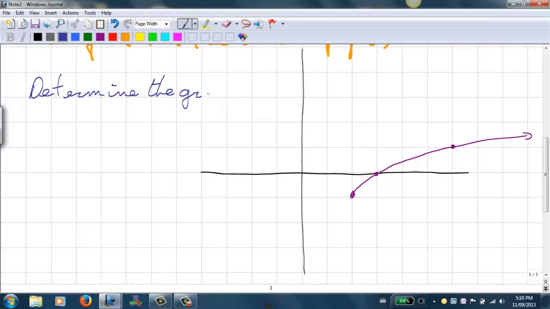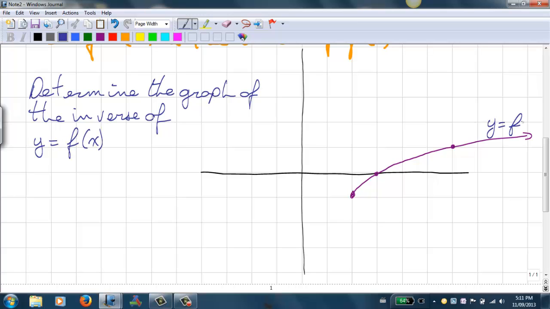So f negative 1 of x, the one you just saw, that's the symbol for the inverse of f(x). So f with a little negative 1 as a superscript. It's almost like an exponent, but it's not. That's the symbol for the inverse of a function.